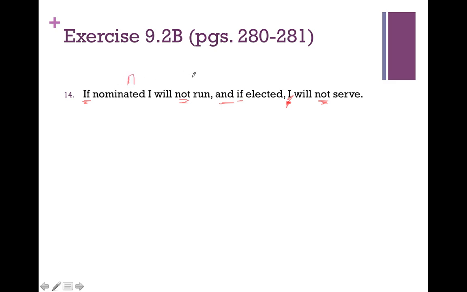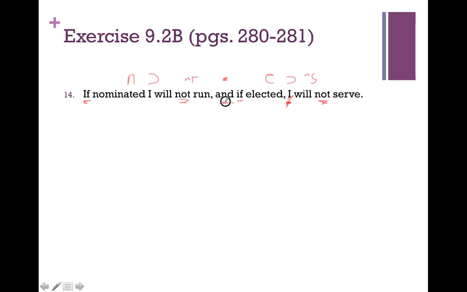If nominated, I will not run. So how do we symbolize not run? It's going to be something like this: not R. If nominated, I will not run. And this is how we represent it: nominated, then not run. Then we have an and here. We use a dot to represent and. Then we have, just hold that thought, if elected, I will not serve. Let's say we use an E here to mean if I am elected, I will not serve, and we say not S for serve. And we represent it: if elected, I will not serve.